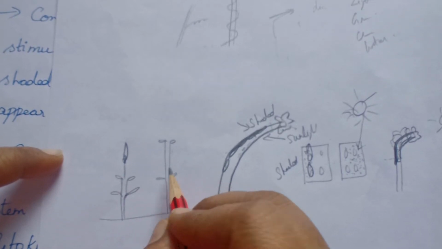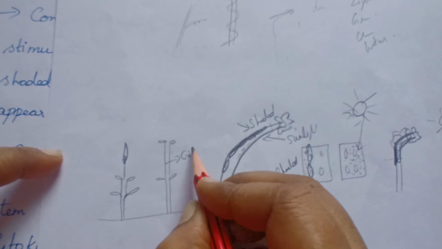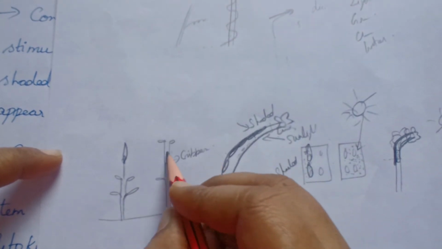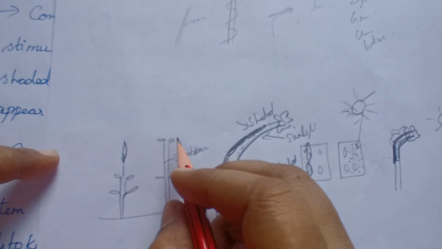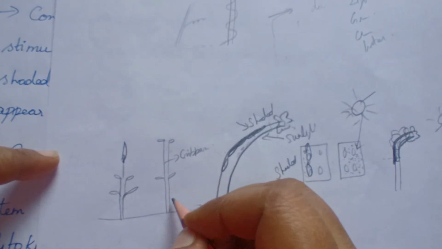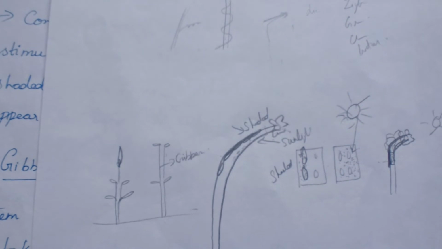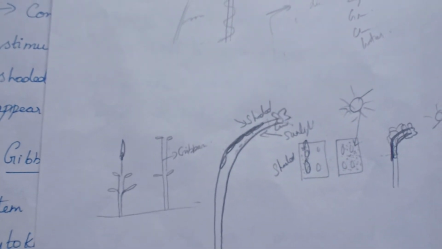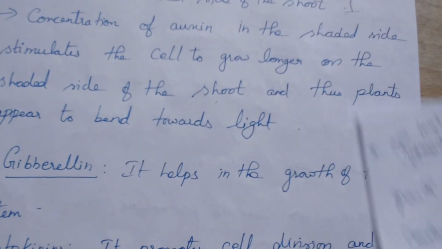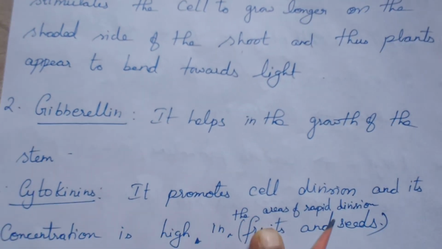This elongation is due to the presence of gibberellin. Gibberellin helps in the elongation of the stem. It will not be present at the tip. Mostly it is present in the stem, between the nodes. Between the nodes it helps in the elongation of the plant. It helps in the growth of the stem.